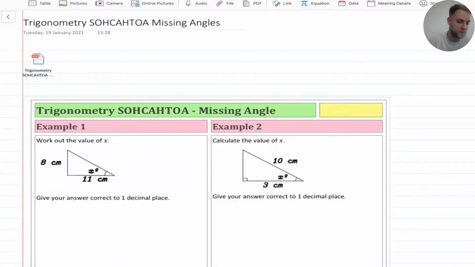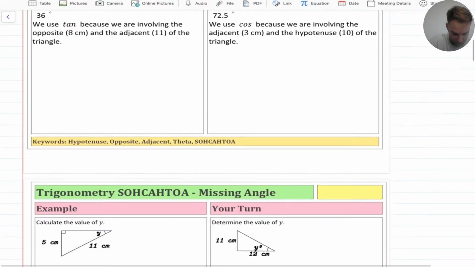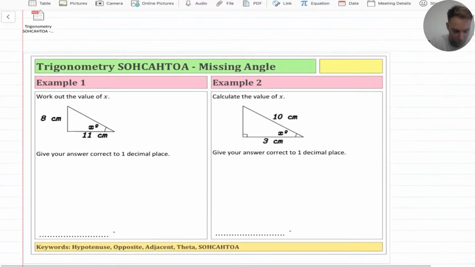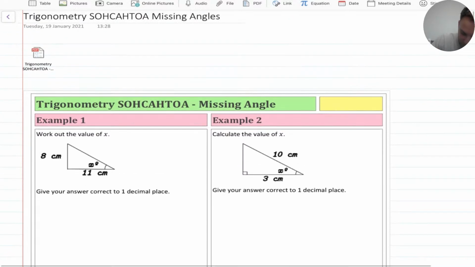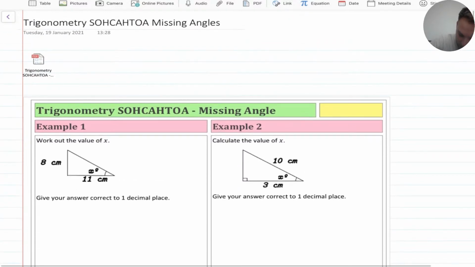Okay, so today we're looking at SOHCAHTOA again. Now, it follows a very similar pattern to what we were doing before. However, the difference is that we're trying to find out what the missing angle is this time. So the title of today is Trigonometry, SOHCAHTOA, Missing Angles.